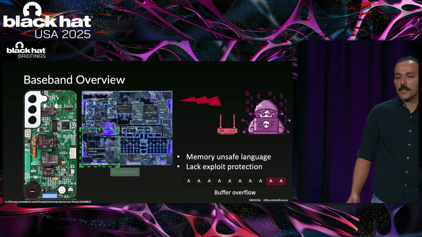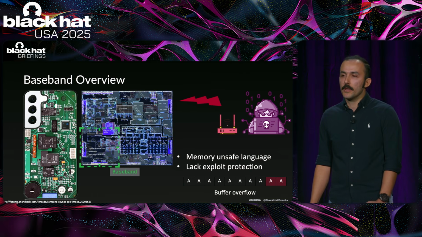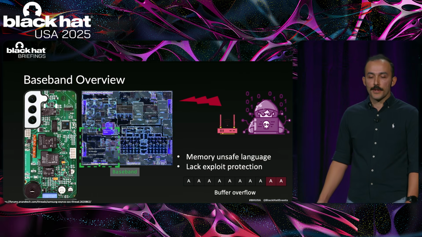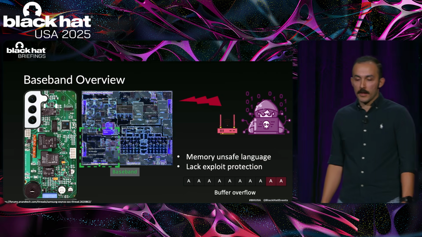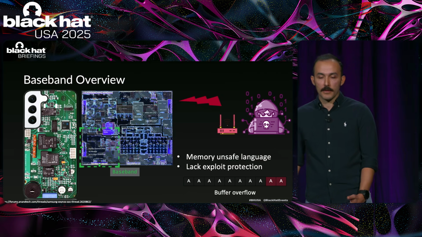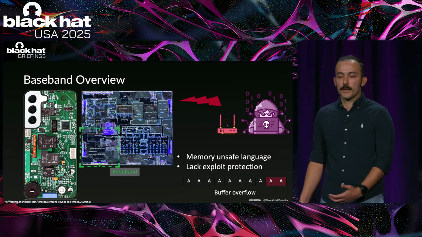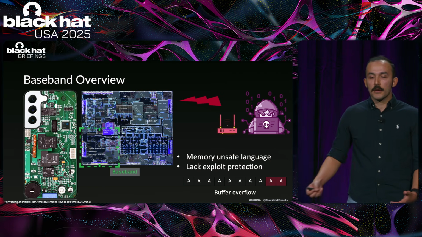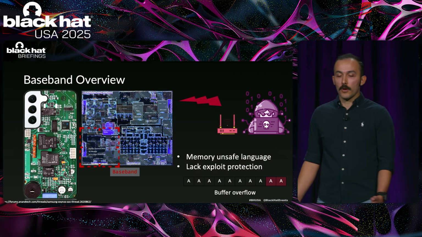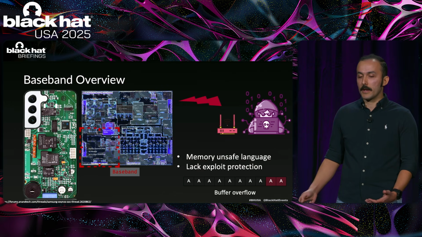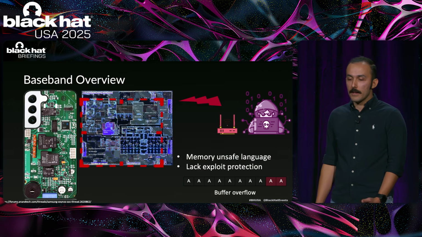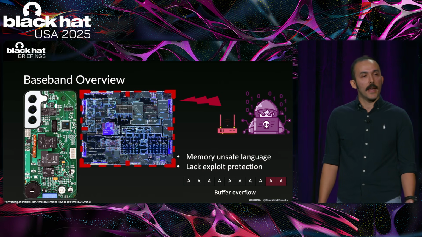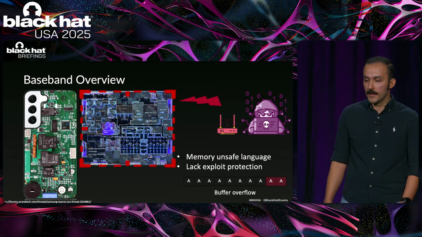Attackers using malicious or fake base stations can exploit vulnerabilities remotely simply by sending malicious over-the-air messages. These messages might cause memory issues like buffer overflows, which can result in disrupting your connection, causing a denial of service, and also running remote code execution attacks. And even in the worst case, they can escalate attacks into your main operating system.